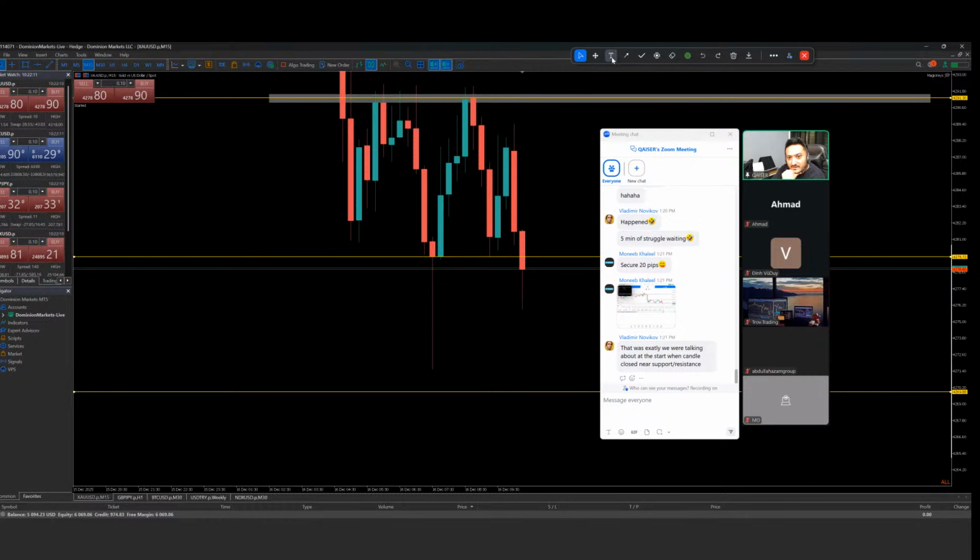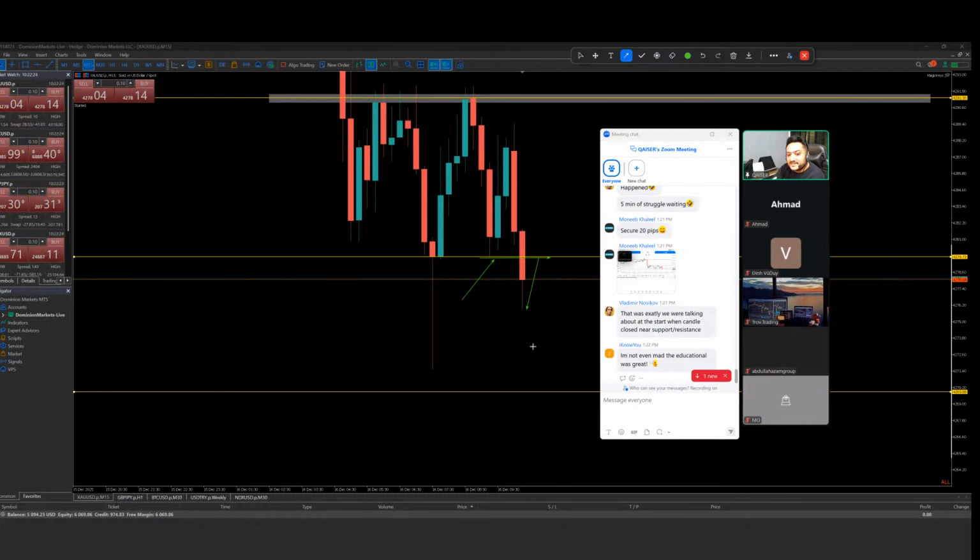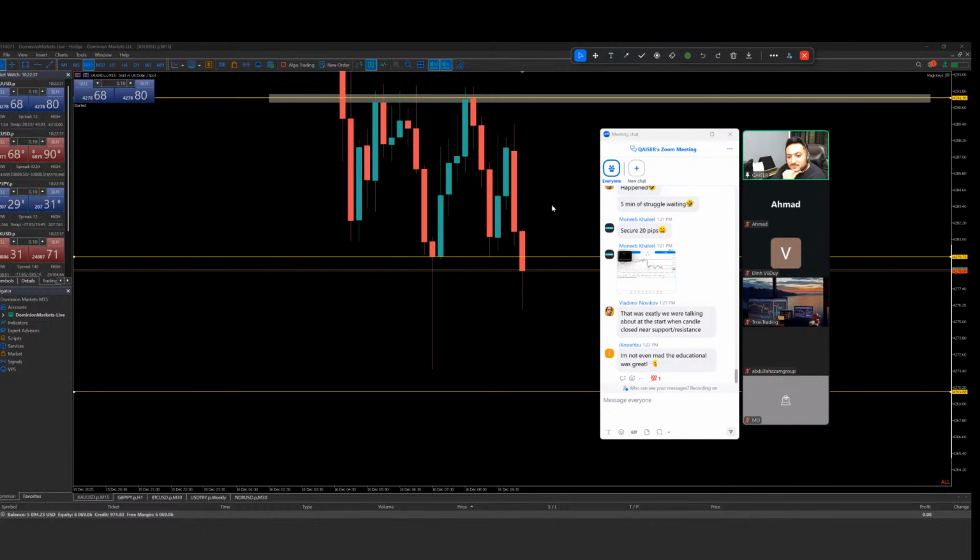If I was interested in taking a sell here and it went 30 pips in my favor, it means I'm on the right track. My structure has always worked for me. All I need to do is wait for the proper structure to be formed, to give my trade a chance. This is something I always do, repeating the same thing every day. That was exactly what we were talking about at the start, when the candle closed near support resistance. Yeah, exactly.